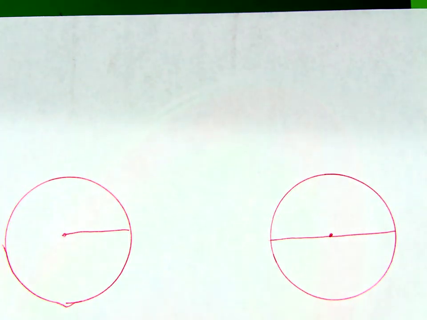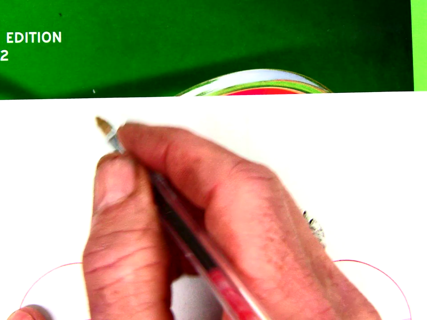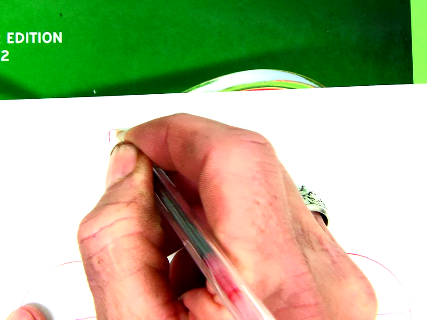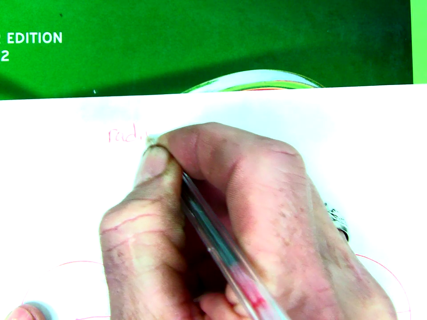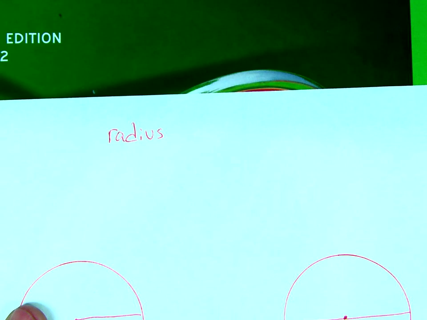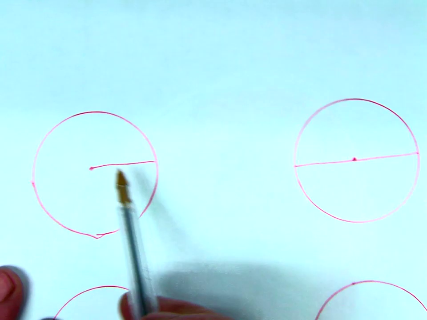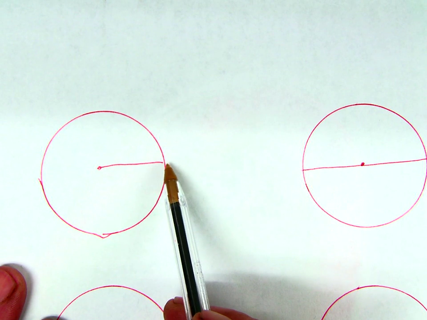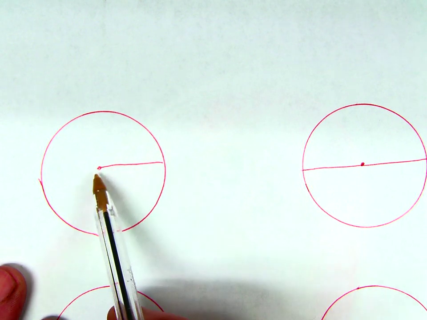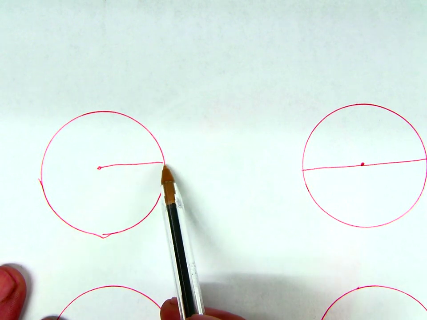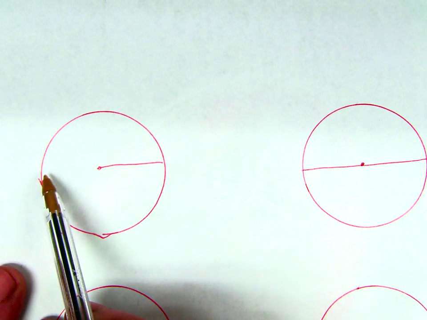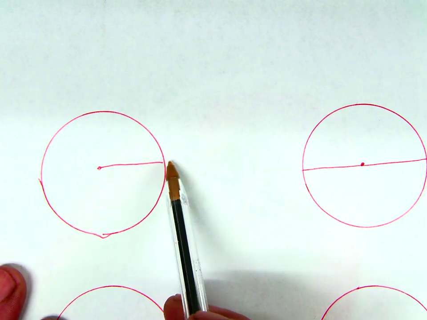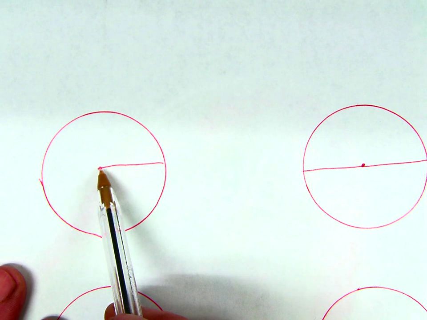Now, what are we going to need to know? First, we need to know what a radius is. A radius extends from the center of a circle to the edge of the circle. In your mind, you're thinking it only goes halfway across. It's half the distance from edge to edge going through the center point.